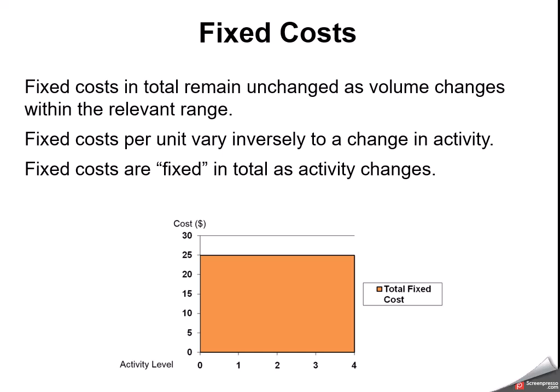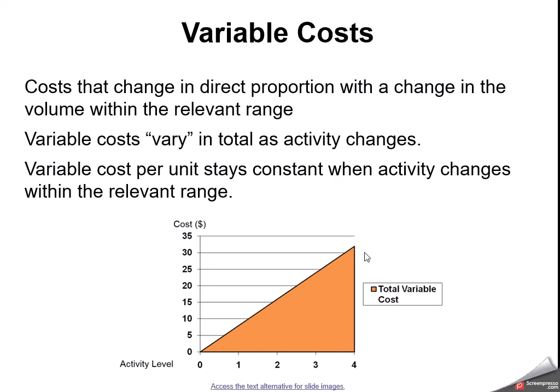Same with insurance on that facility. It's not going to increase based on how much product I produce. It's just that same amount. Variable costs are ones that are going to change in relation to the product that I produce. So obviously our direct material and our direct labor, the more you produce, the more those costs are going to be. Those are the best example of variable costs.